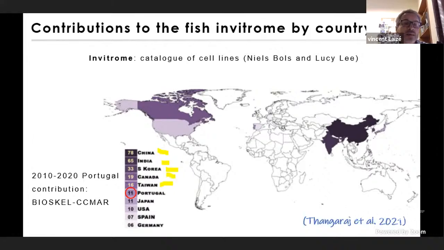You have also Canada, and then you have here Portugal. With 11 fish cell lines, it placed Portugal in the top 10 of the countries worldwide to develop fish cell lines. And actually it's a leader in Europe, before Spain, Germany, France, UK. And well, this is our little moment of glory, because if you look into that paper, all of the 11 cell lines developed by Portugal were developed at the CCMAR by the Bioscale lab. Okay.